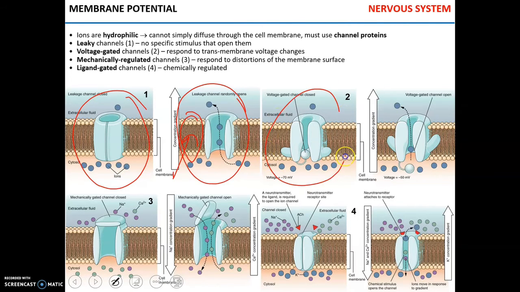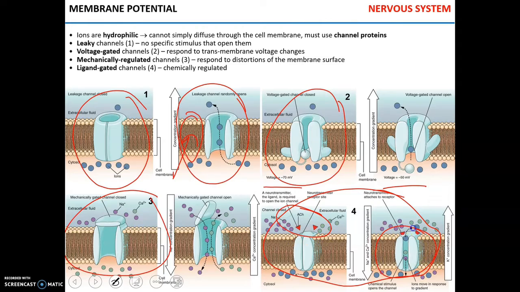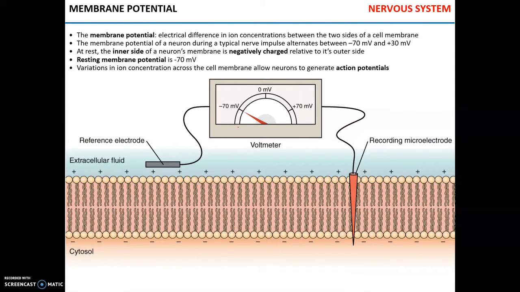Voltage-gated channels, shown in this picture, are channels where changes in the membrane potential open and close the channel. Mechanically gated channels respond to various distortions, let's put it this way, of the membrane shape. Various mechanical stimuli can open and close mechanically gated channels. And finally, ligand-gated or chemically gated channels can be opened and closed via interaction with various chemicals, like acetylcholine, for example, which opens this sodium-potassium-calcium channel.